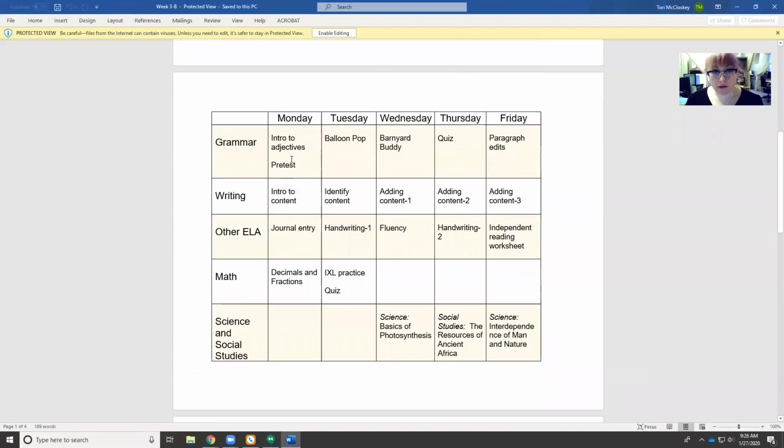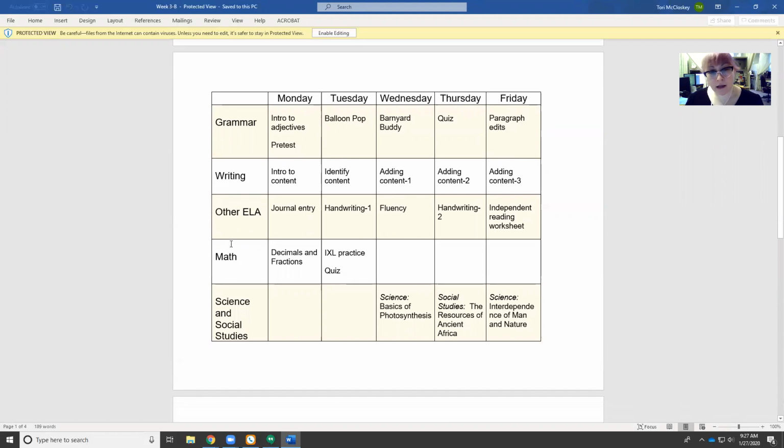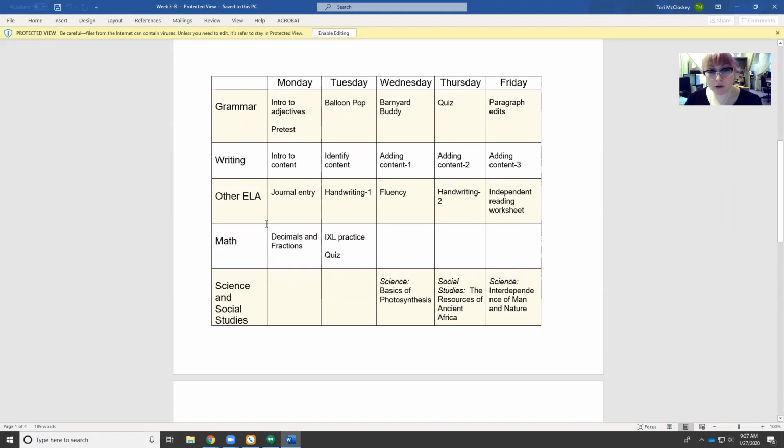Grammar, intro to adjectives and a pretest. Balloon pop, barnyard buddy, quiz, paragraph edits. Writing, intro to content, identify content, adding content, 1, 2, and 3. Your other ELA, you have a journal entry, handwriting, fluency, another handwriting, and independent reading worksheet.